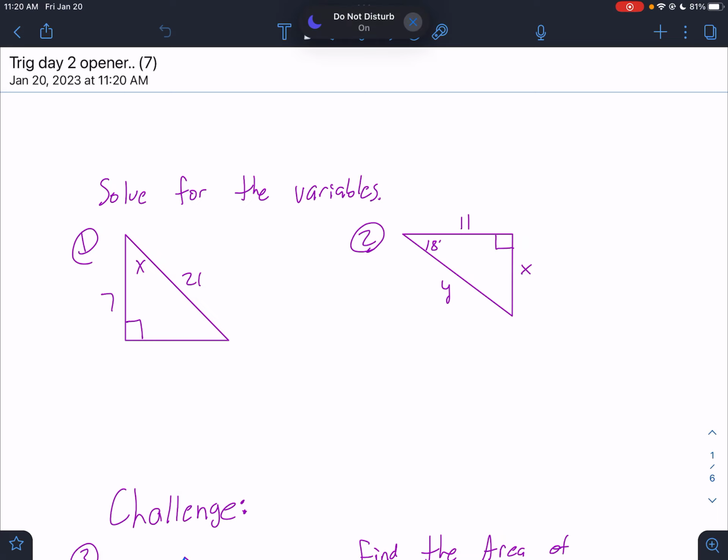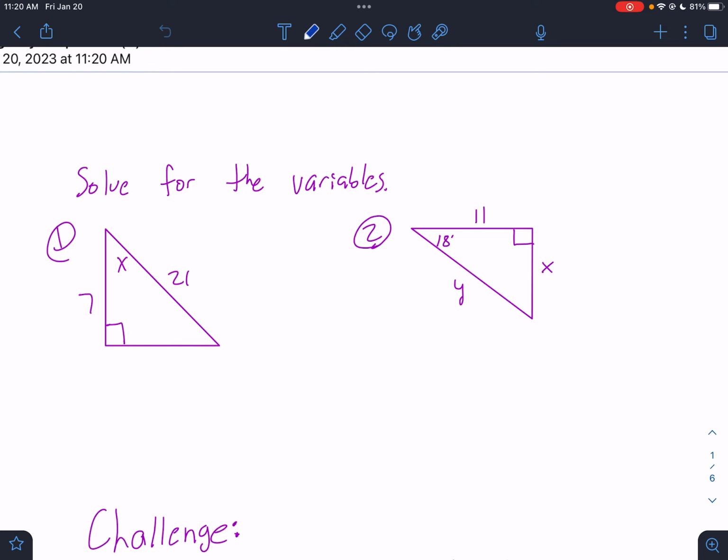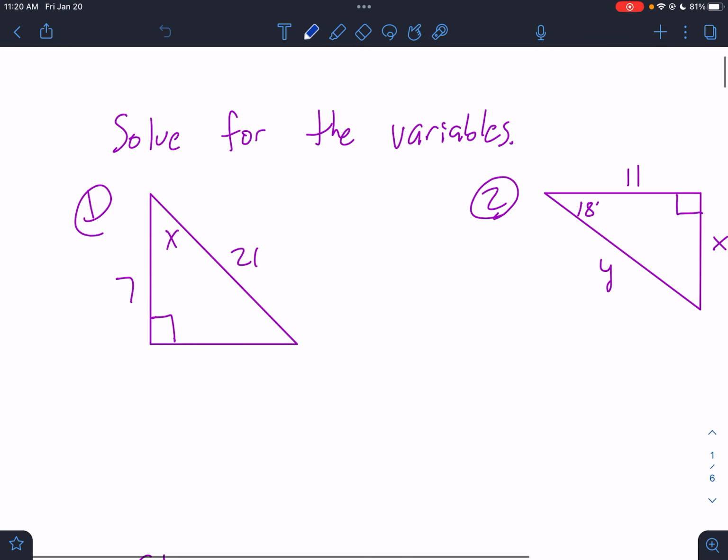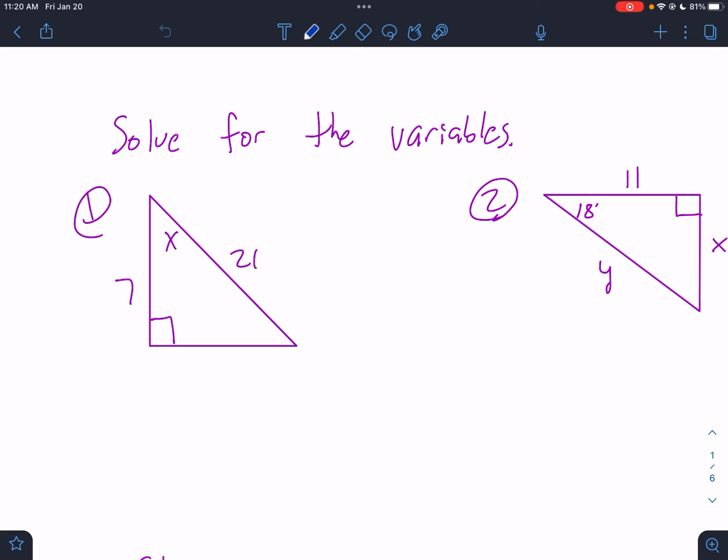All right, guys, we're going to talk about today's lesson. We've done challenge questions. This is a challenge day. So we're going to start with basic trig. When I say basic, I don't mean easy. You still have to know how trig works, but I mean that these are just mostly one-step or one-triangle situations.